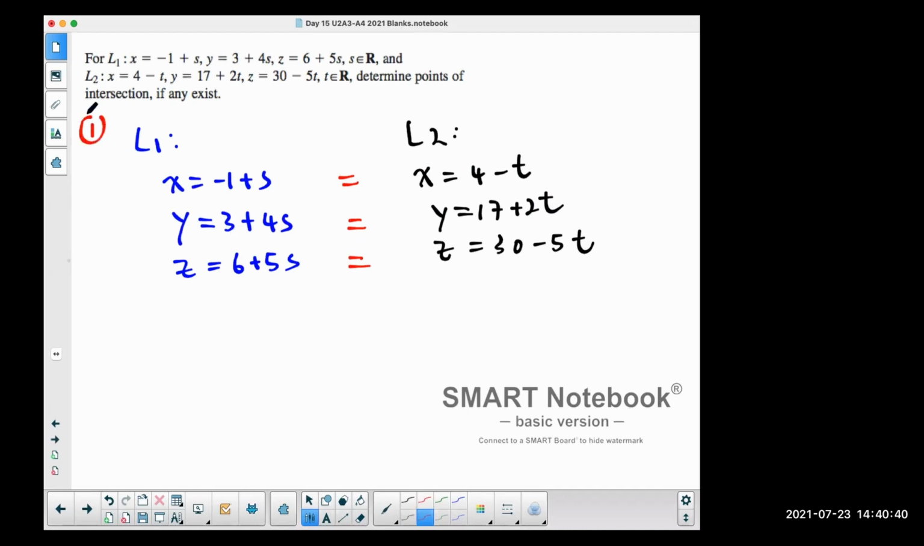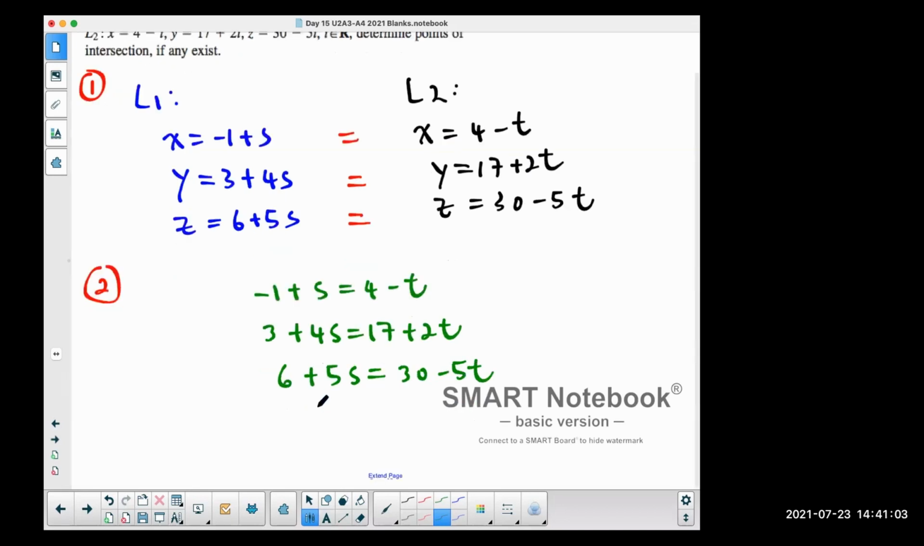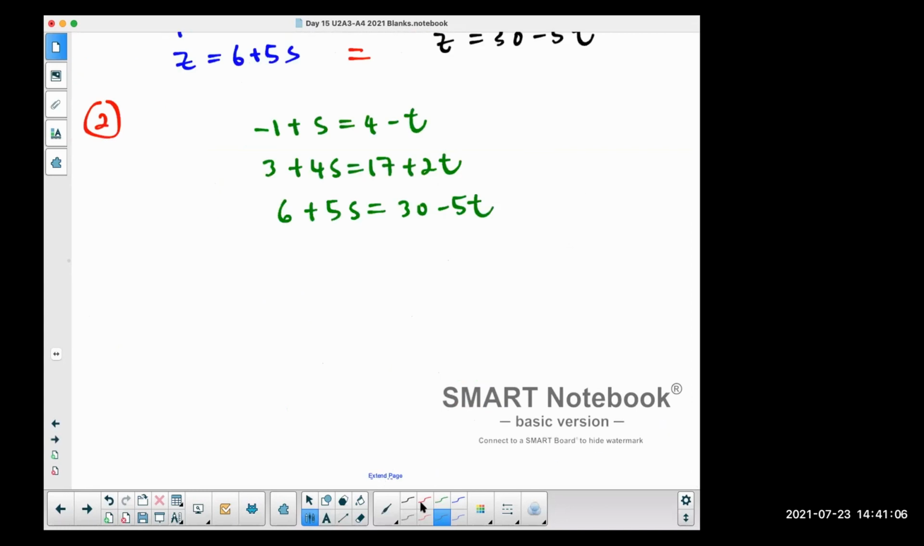Second step. We're going to pick two equations and see if we can solve them. The first equation is -1 + S = 4 - T. The second equation is 3 + 4S = 17 + 2T. The third equation is 6 + 5S = 30 - 5T. Equation number 1, equation number 2, equation number 3.